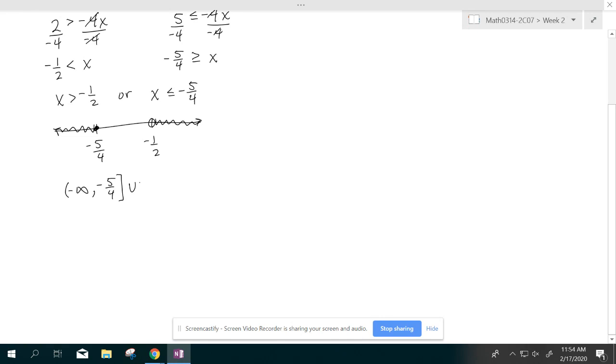And then we're going to put the union symbol, because the U is the glue that sticks the 2 pieces together. The U is the glue. It sticks the 2 pieces together. What symbol does the -1/2 get? Parenthesis. -1/2 to and beyond.